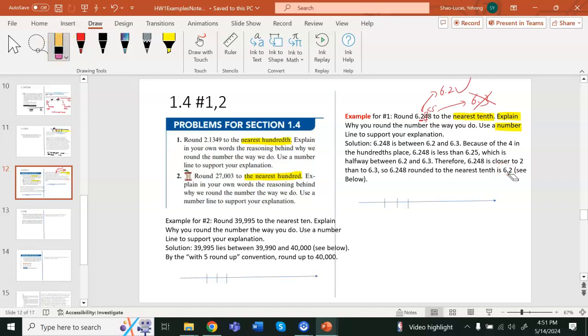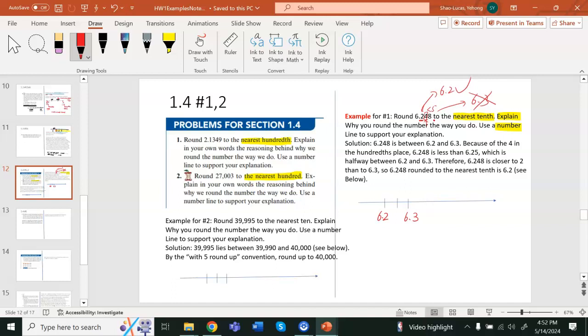So let's take a look at how we use a number line to explain. First of all, you have two options: either you round down to 6.2 or round up to 6.3. So we know this number is between 6.2 and 6.3. Next, we put the given number, 6.248, on the number line to see which number it is closer to. If this is where 6.248 is, then it's closer to 6.2 and further from 6.3. But if the given number is right here, then it's closer to 6.3 than to 6.2. So it depends on where the number is.